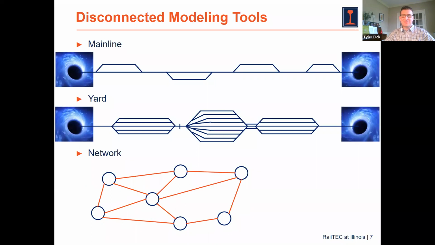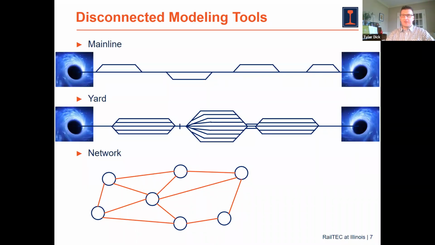We've got effectively infinite capacity to absorb or generate trains moving in and off our main line. Similarly, in most of our yard models, the main line is effectively a black hole. We can always absorb trains onto our main line, and we can always generate trains from the main line as well.